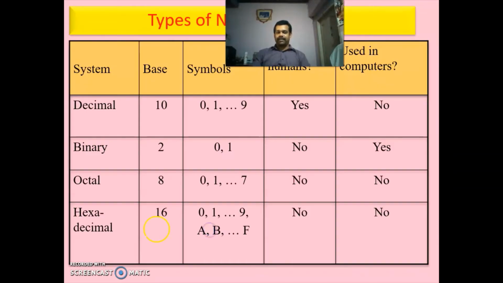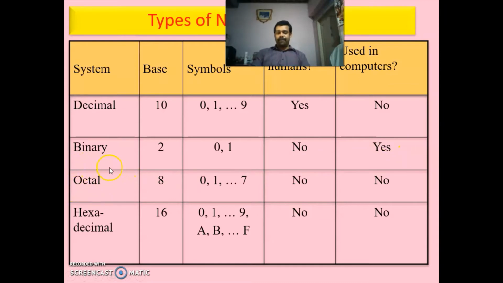Types of number systems. Here, I am explaining once more the decimal number system. It has a base of 10 and uses the numbers from 0 to 9. It is used by humans. The number system we use is the decimal number system, and it is not used by computers. The binary number system uses the base 2 and the numbers 0 and 1, and it is not used by humans but is used by computers.